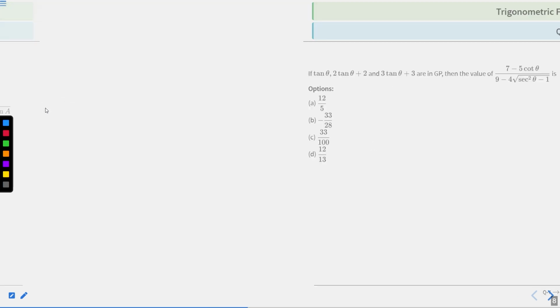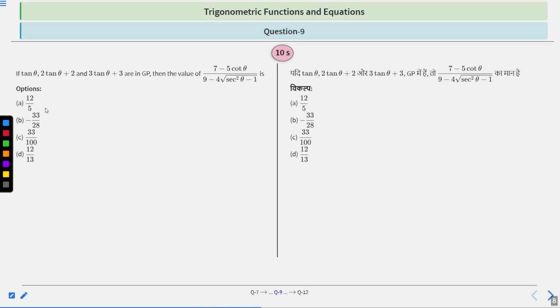Now let's move to the next question, question number 9, which says: if tan theta, 2 tan theta plus 2, and 3 tan theta plus 3 are in GP, then the value of (7 minus 5 cot theta) upon (9 minus 4 root over sec square theta minus 1) is.